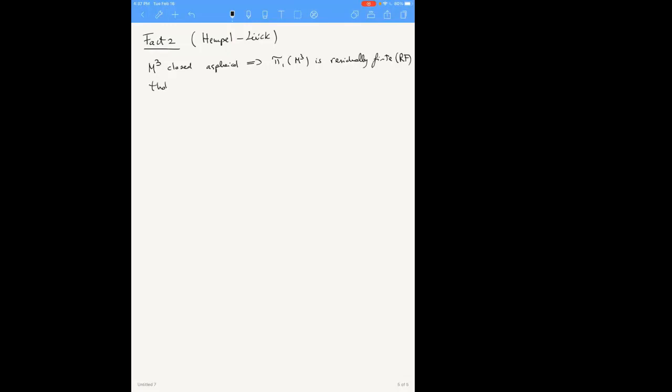So now what does this mean? That is, there exists a sequence gamma k of nested subgroups in gamma, which is just going to be the pi one of my three-manifold, such that gamma k is normal in gamma, and the index of gamma k inside gamma is finite. And then if I take the intersection of all these nested subgroups, I get the identity, okay?